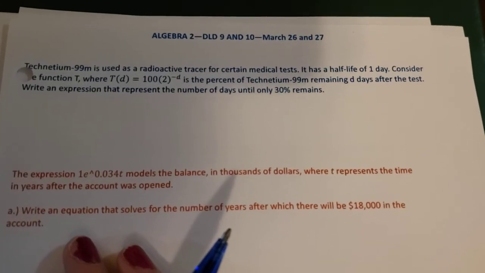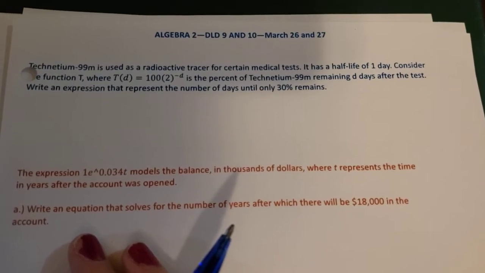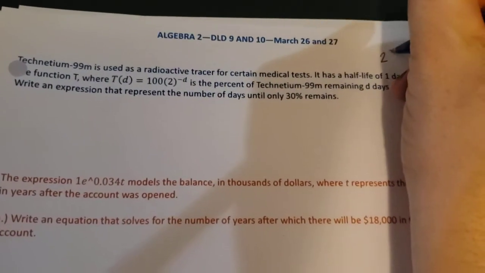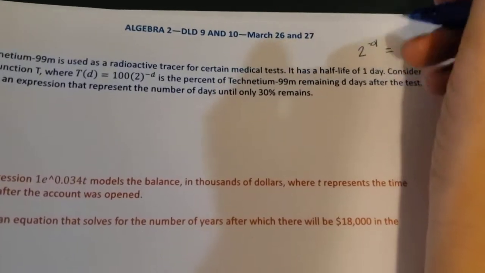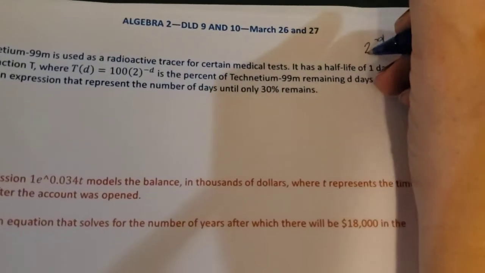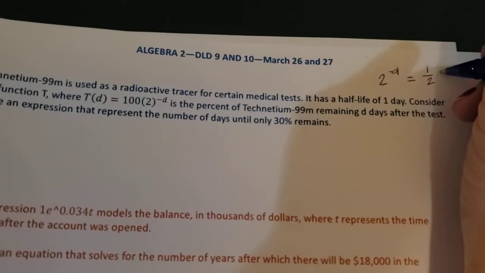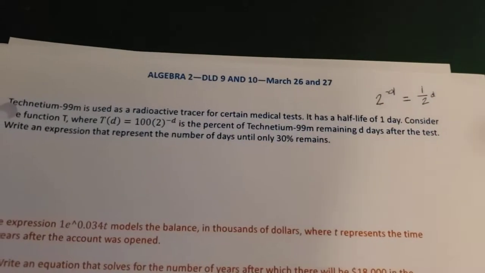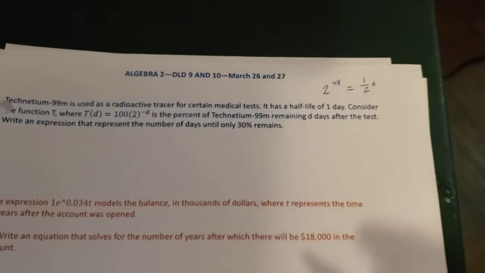Consider the function T, where T of d equals 100 times 2 to the negative d power. 2 to the negative d power is a really funny way of writing this. So remember, the negative exponent puts the base at the bottom of a fraction, and then to the d power. So it's just another way of saying half to the d power.